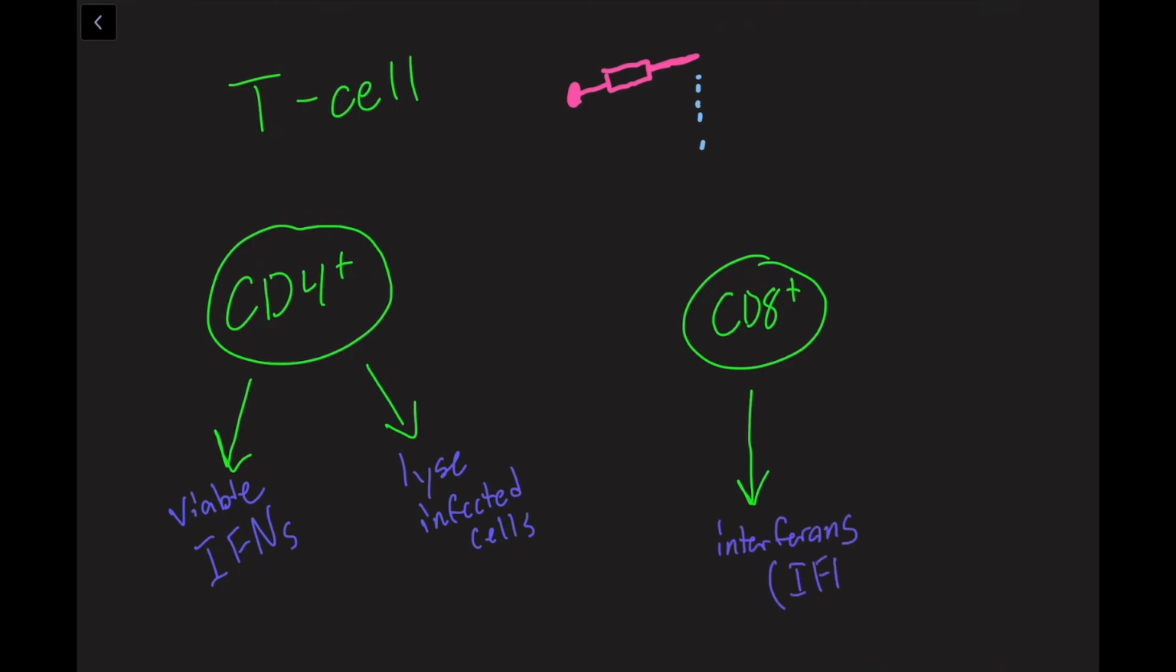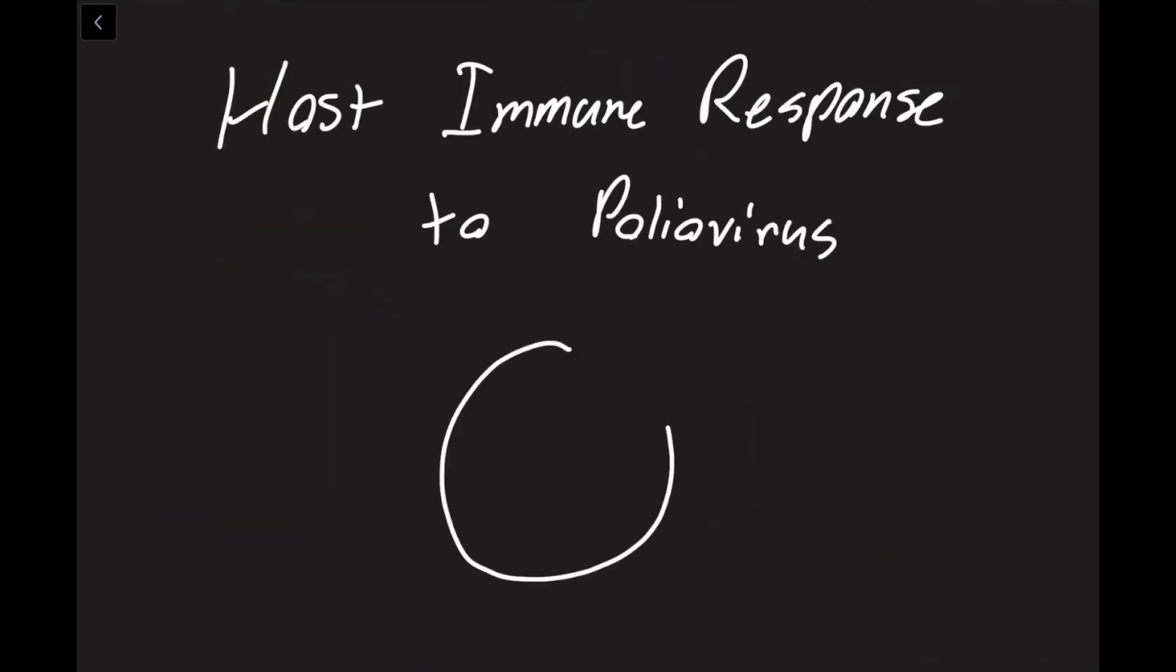Furthermore, poliovirus CD8+ T cells, or CTL responses, are stimulated by infected macrophages and secrete the necessary interferons. And that concludes our discussion of the innate and adaptive host immune responses to poliovirus.